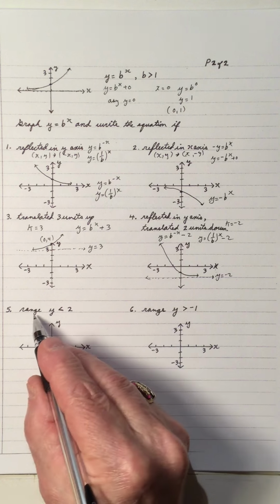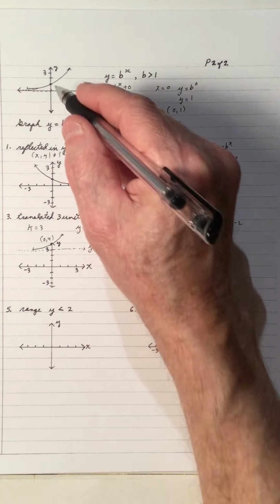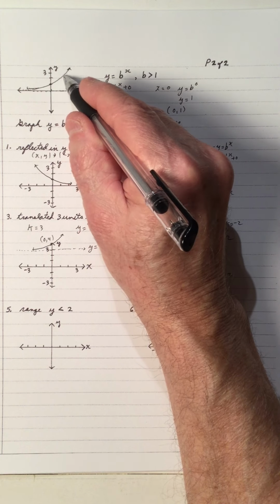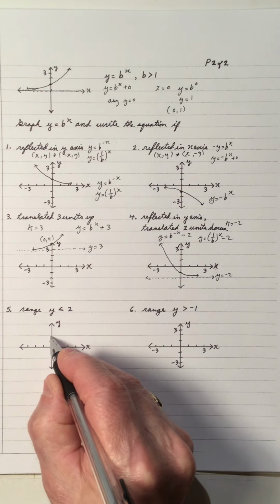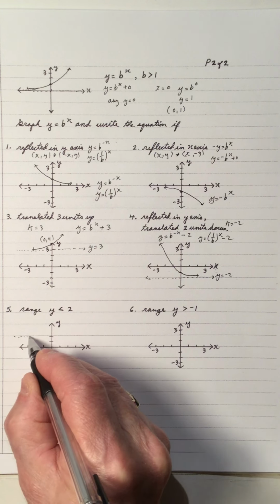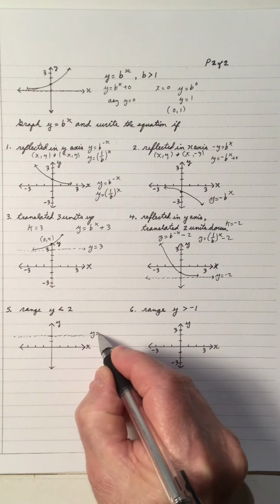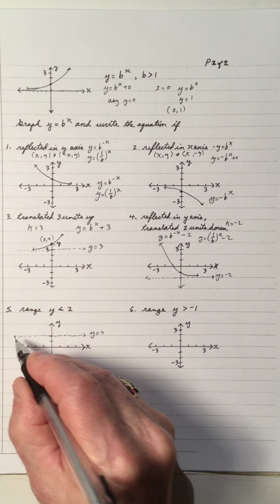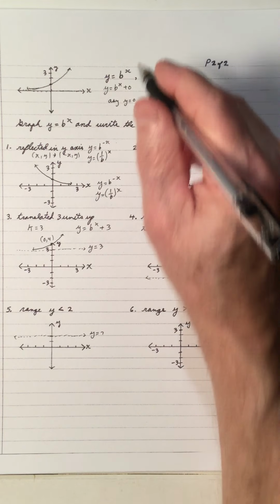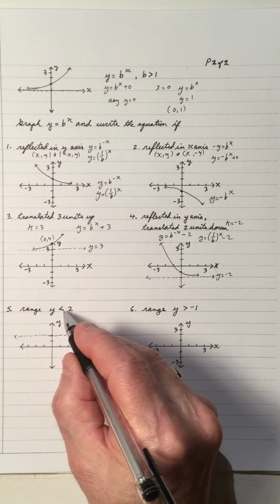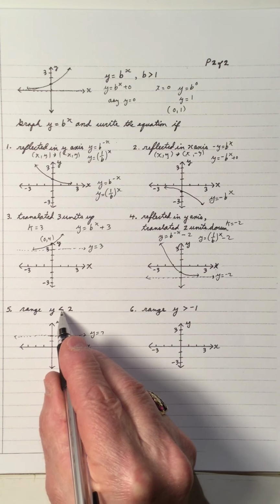And number 5, we have a range of y is greater than 2. So if this is y equals b to the x, and we have a range greater than 2, it means that my asymptote must be y equals 2, which is here. So this is y equals 2. And there's no reflection, it's just moved up. So y is less than 2. Sorry, I said greater than.